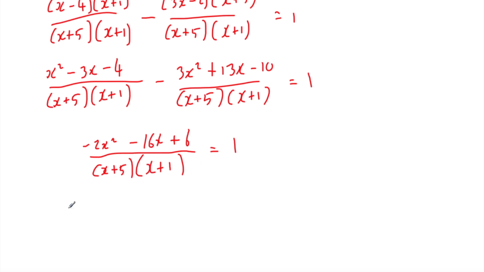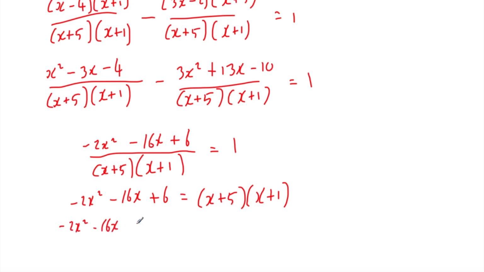And when you do that, you're going to get the numerator, which is minus 2x squared minus 16x plus 6. And then if you multiply both sides by this, you're getting rid of it on the left-hand side. And then 1 times that would be just the brackets (x plus 5)(x plus 1). Or, as I said, put the numerator equal to the denominator because it just equals 1. Okay, now we want to solve this equation, so let's expand these brackets on the right-hand side. So we've got minus 2x squared minus 16x plus 6.